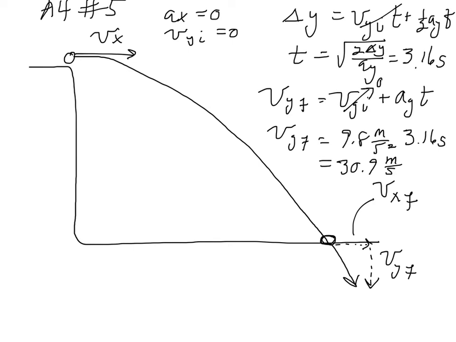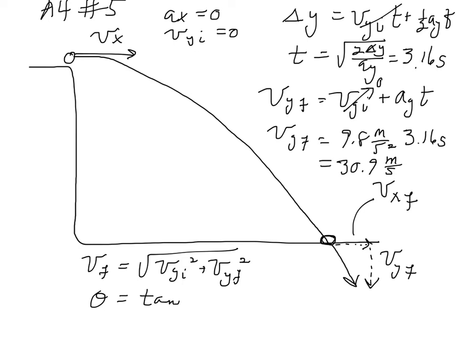Without going through the rest of it, I'll just remind you that for the magnitude of your V final, you're going to use the equation, remembering this, Vx squared plus Vy final squared, which gives you the magnitude. And for the direction, we use the familiar equation, inverse tan Vy over Vx.